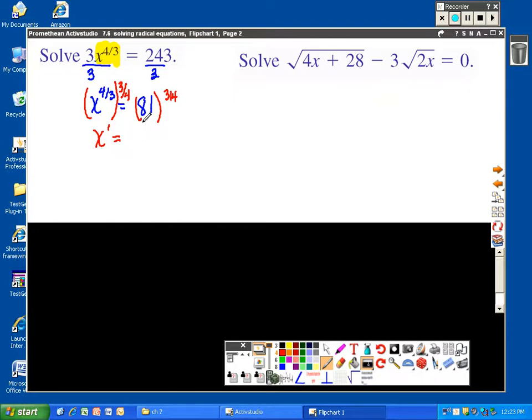And can you evaluate 81 to the 3/4 like that? No, we would have to rewrite it in radical form. So it is the fourth root of 81 cubed. And remember, in radical form, you always do the radical first. So we get x equals 3 cubed, which is 27.